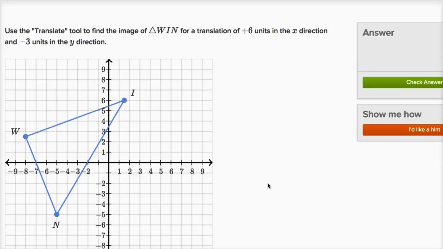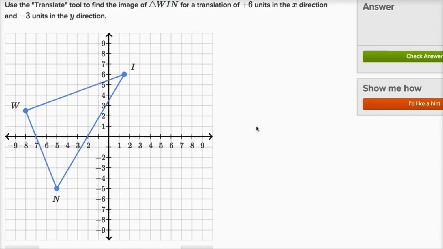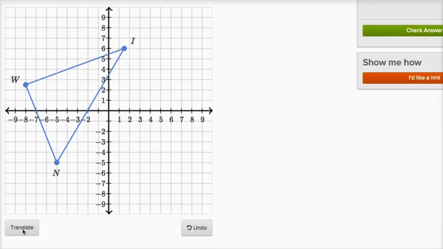Let's do an example on the performing translations exercise. Use the translate tool to find the image of triangle WIN for a translation of positive 6 units in the x direction and negative 3 units in the y direction. All right, so we want to go positive 6 units in the x direction and negative 3 units in the y direction. So I click on the translate tool.